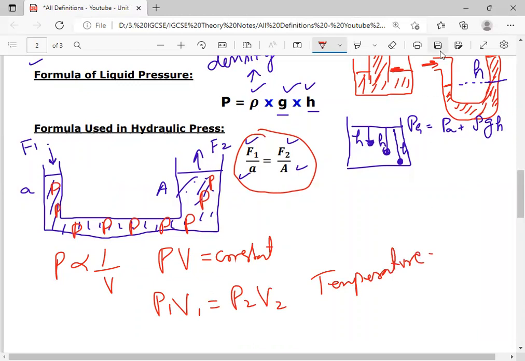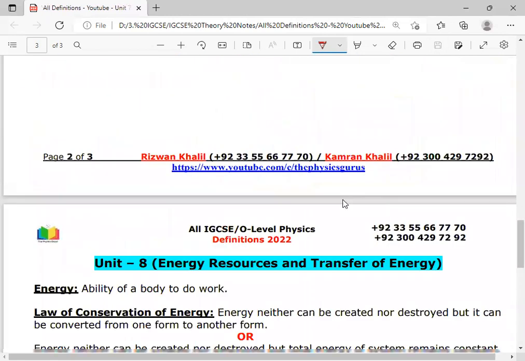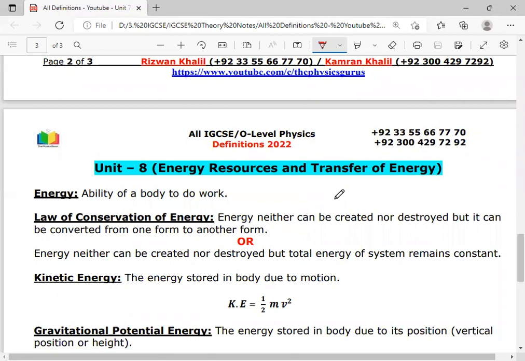Okay, now let's move towards the definitions of unit number 8, that is energy resources and transfer of energy. In other words, work, power, energy. So what is the definition of energy? Ability of a body to do work is called energy. And then here comes the second definition, that is the law of conservation of energy: energy can neither be created nor destroyed, but it can be converted from one form to another form.